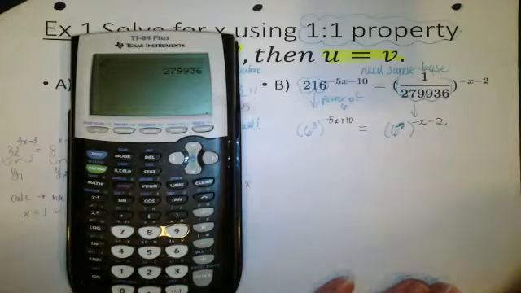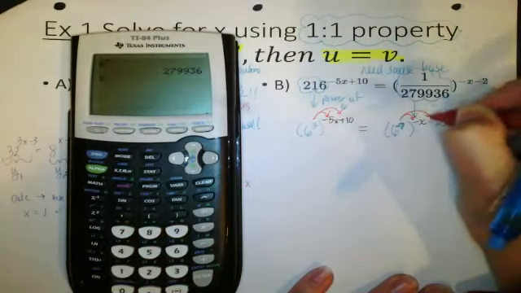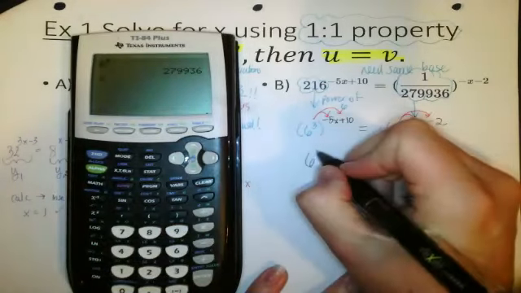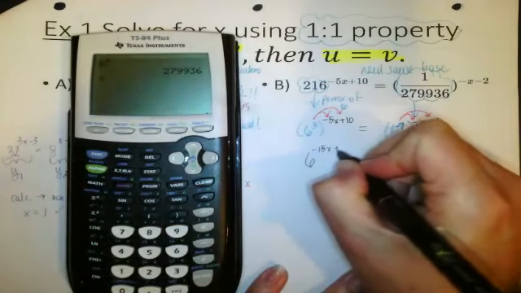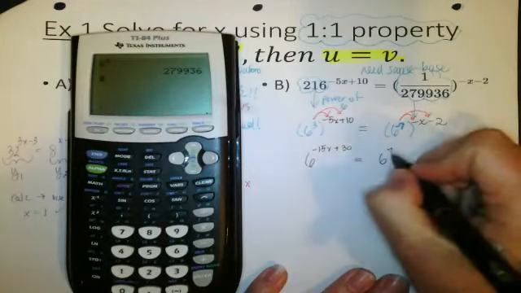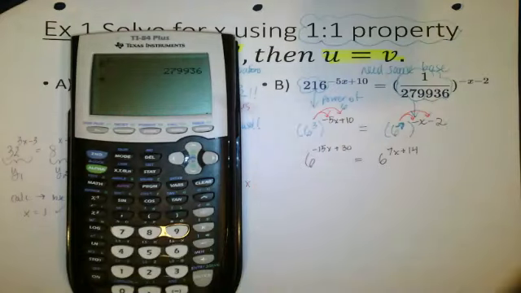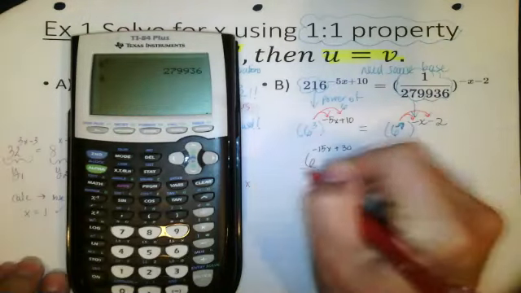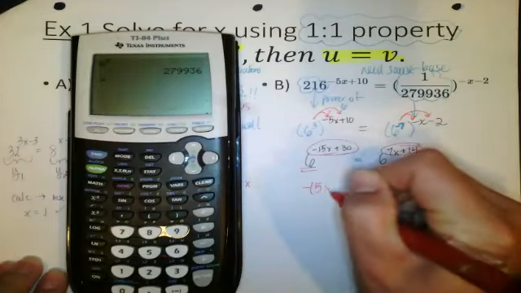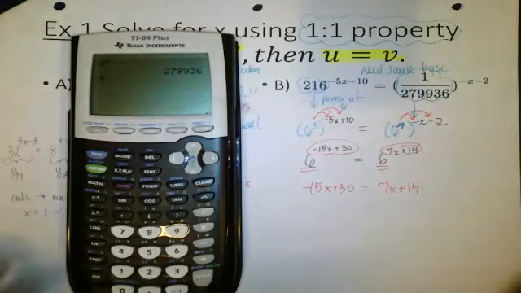So now we can go ahead and multiply our powers because we have a power raised to a power. So let's rewrite that. We have base of 6, and this becomes negative 15x plus 30. And a base of 6, negative 7 times negative x is 7x, and then a positive 14. So if the bases match, then our exponents must match. So negative 15x plus 30 must equal 7x plus 14.